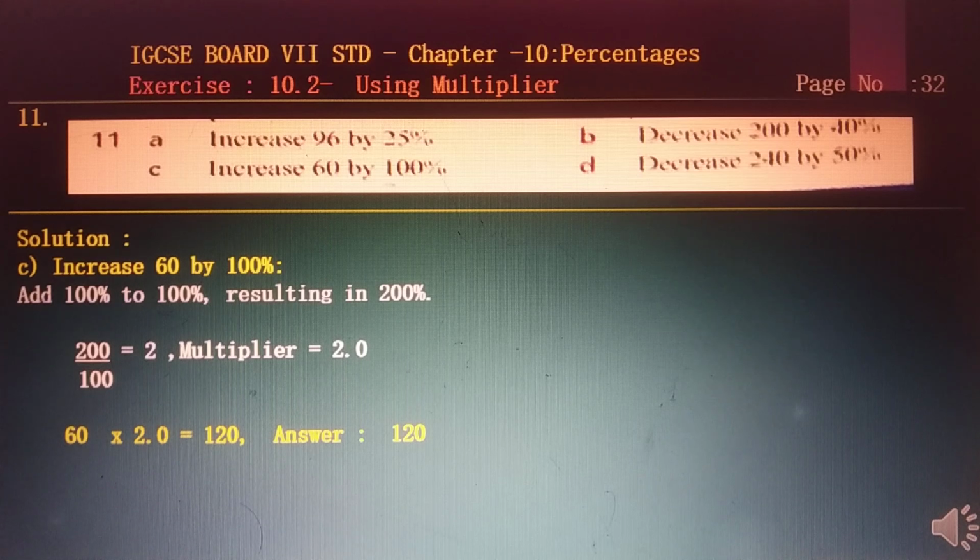C, increase 60 by 100%. Add 100% to 100. It means we are getting 200%. For 200%, what is the multiplier? 2.0. 2.0 multiplied with the 60, 60 given in the question. Question number C, finally we are getting 120 as the result.